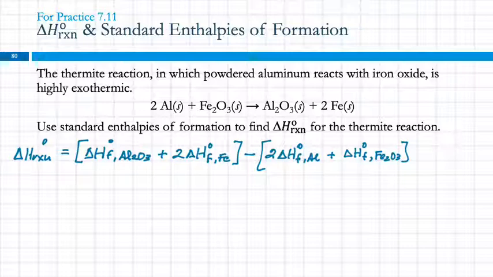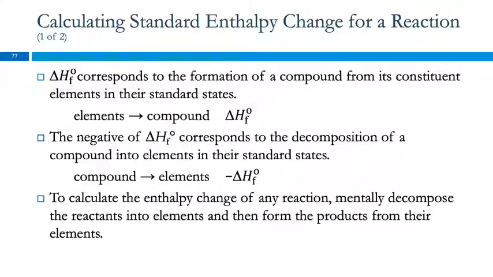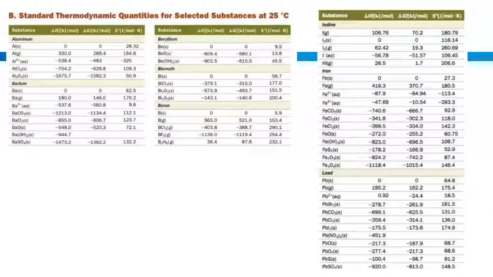And so then we have to go and look up these values. And I'm going to write them on the board, because my short-term memory is not so great anymore. Fe2O3, minus 824.2. And then we need Al2O3, and that one's minus 1675.7.